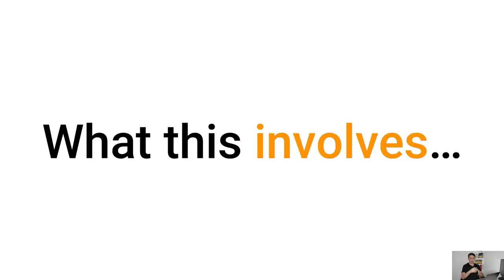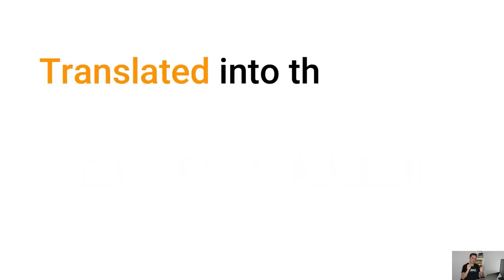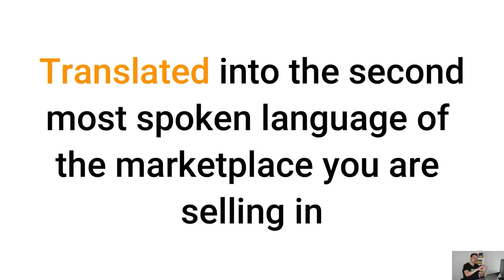Now what this involves, very similar to the last campaign I spoke about, misspelled PPC campaigns, is that you want to find a list of your top 10, top 20, top 30 performing keywords that you wish to target, and have them translated into the second most popular and spoken language of the marketplace in which you're selling via Amazon. As an example, in the United States, the first and most popular spoken language would obviously be English. The second most popular and spoken language in the United States is Spanish.